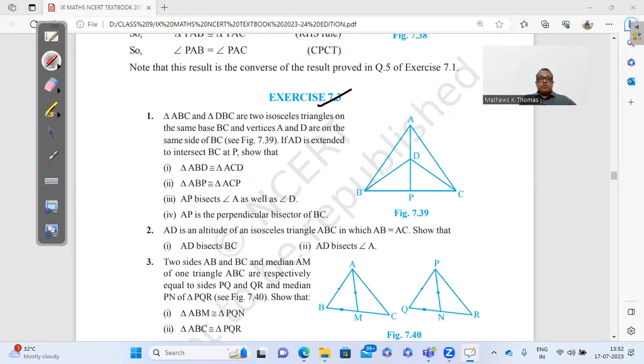So 7.3, question number 1. ABC and DBC are two isosceles triangles. That means AB and AC are equal, BD and DC are equal, isosceles. Prove that triangles ABD and ACD are congruent.